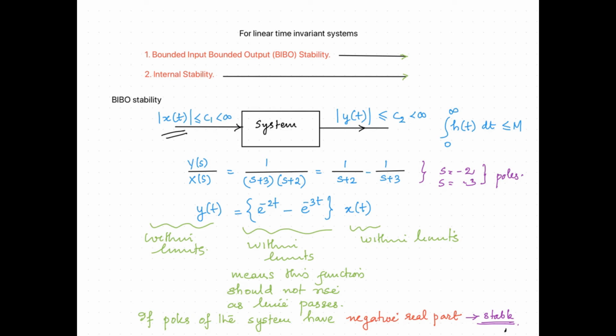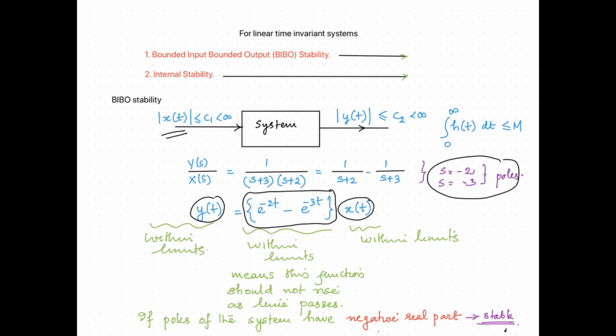To explain in detail, we consider the transfer function y of s by x of s like this. So y of t will be e raised to minus 2t minus e raised to minus 3t into x of t. So we can say that if we apply an input within a limit, and we expect the output to be within the limit, this occurs only if this part is within a particular limit. That is, this function should not increase as time passes, and this happens only if the poles are towards the left half of the S-plane.